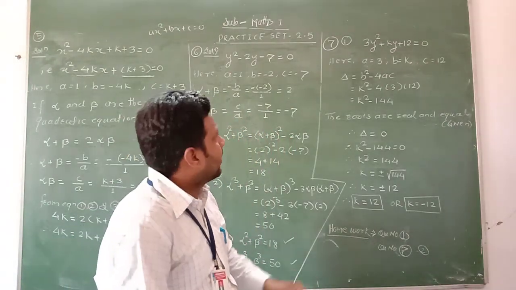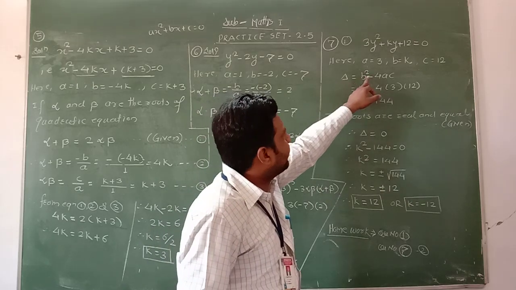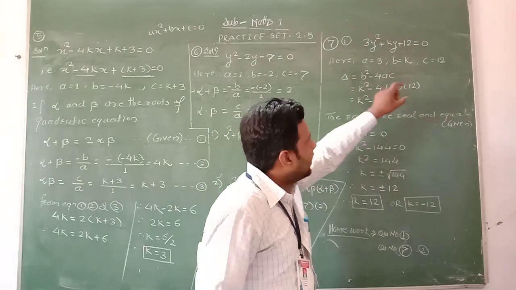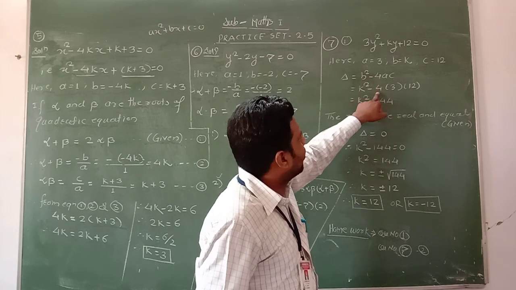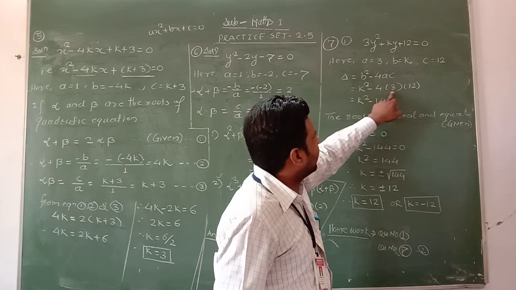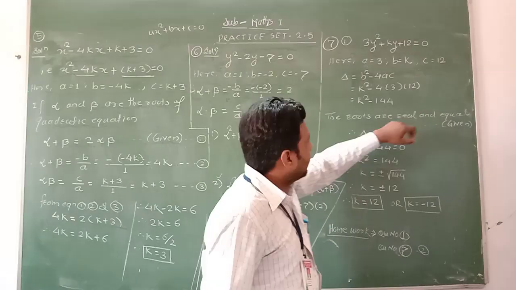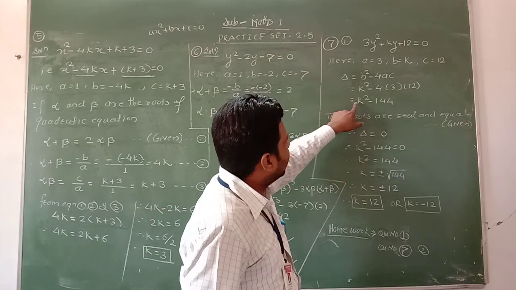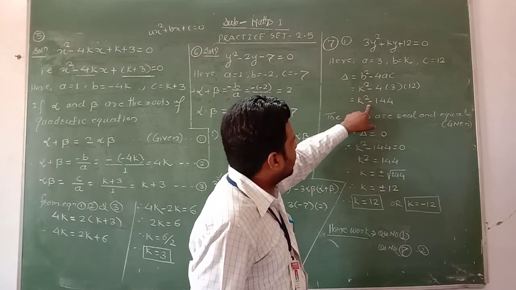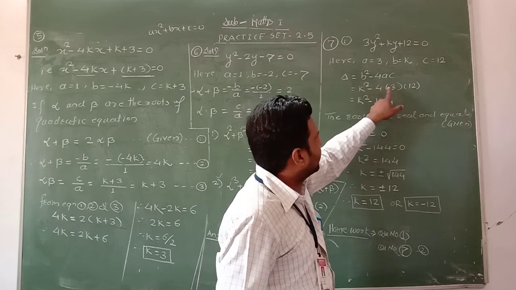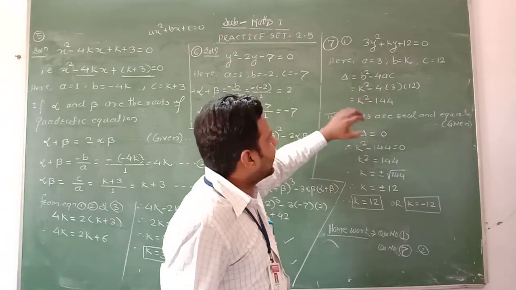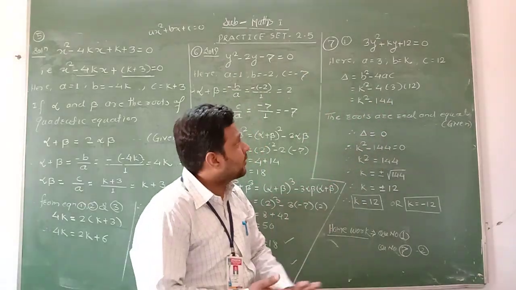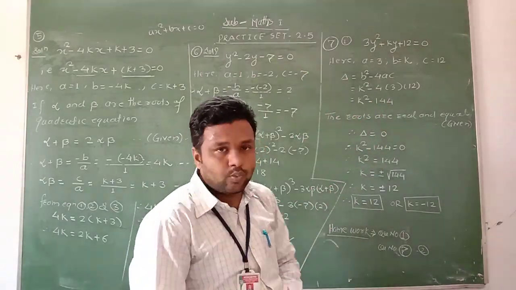Then we find out the discriminant delta. Delta is equal to b square minus 4ac. Here we put the value of b, that is k square, minus 4, the value of a is equal to 3 and c is equal to 12. Now solve this. Here we get k square, negative sign here, and multiplication of 4 threes are 12, 12 into 12, that is 144. Here we get the value of discriminant delta is equal to k square minus 144.